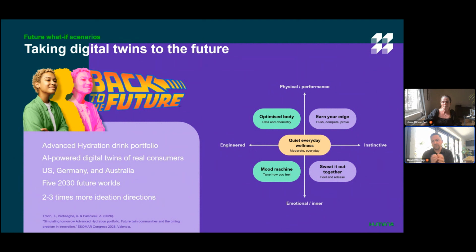So those of you linked to that world, I'm sure familiar with the challenges of trying to innovate for something years away down the line. So this was US, Germany, and Australia. And we projected the twins into 5 plausible 2030 future worlds. So what they did was help those innovation platforms optimize concepts for future market conditions. And it generated 2 to 3 times the amount of quality innovation directions than using more traditional methods.